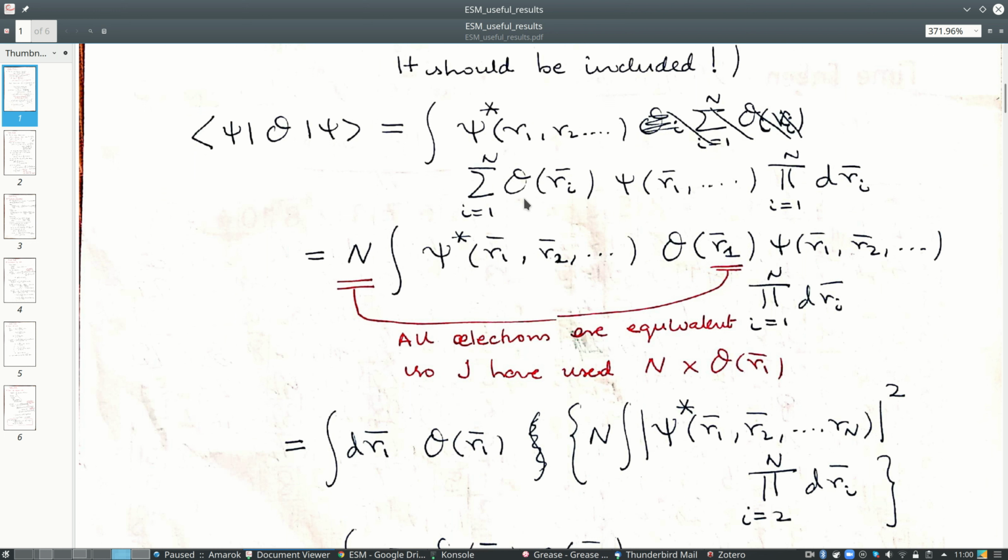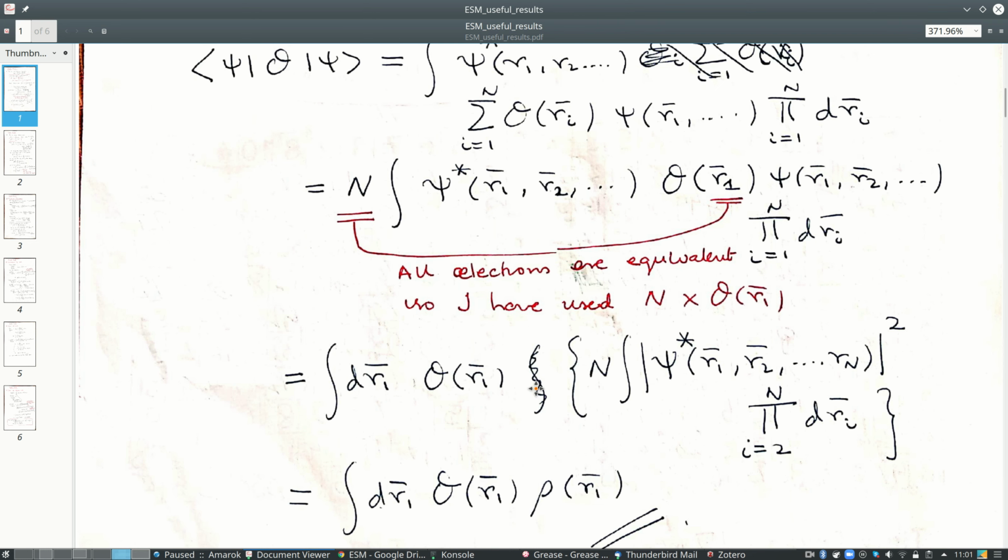Now if you think about it, it doesn't matter what Ri is in this sum. The electrons are equivalent. These are dummy indices. We're integrating over all of them. So the integral involving O of R1 is the same as the integral involving O of R2, etc., all the way to O of Rn. So I can write this simply as n times the integral of psi star O of R1 psi over all electrons. And this is just a statement of the fact that all electrons are equivalent.